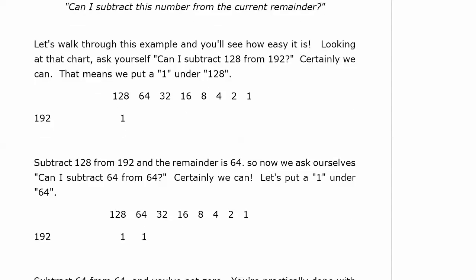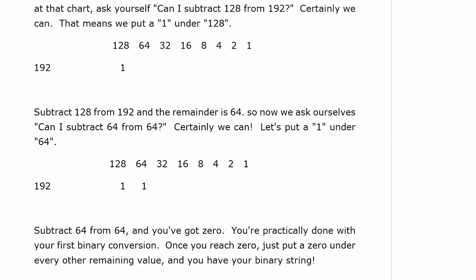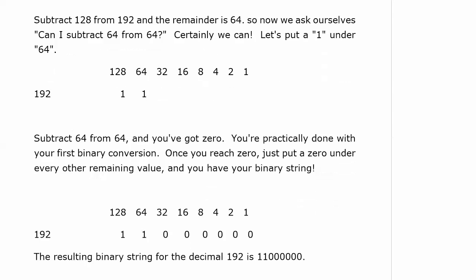You're practically done. Once you reach 0, just put a 0 under every other remaining value, and you have your binary string. And that's it. The resulting binary string for the decimal 192 is 11 followed by 6 zeros. That's it. That's all there is to it.